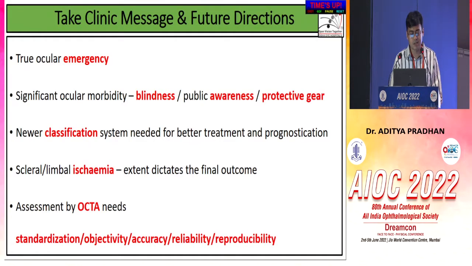So the take-home message is, it's a true ocular emergency. It can cause significant morbidity and blindness. You need more public awareness. You need a better classification system, because the scleral ischemia part is not very clear in the current classification. And you need more standardization by OCTA.